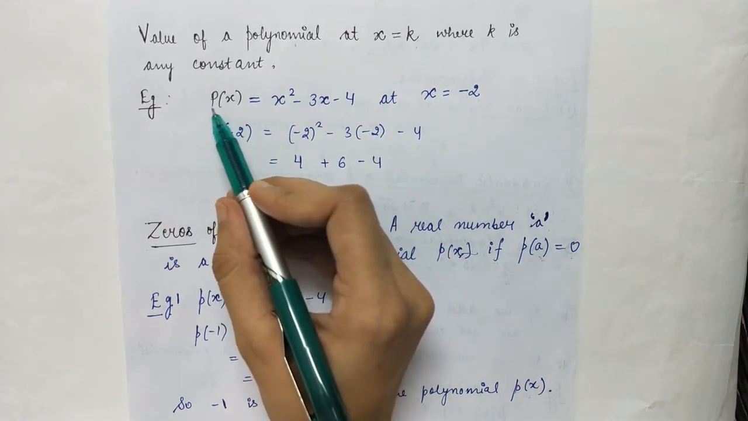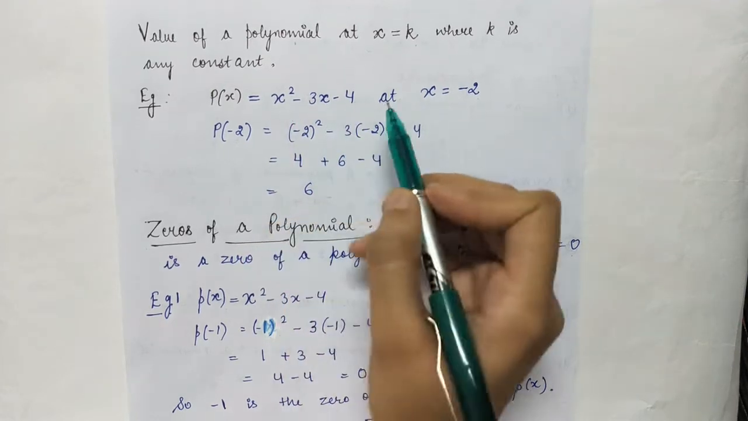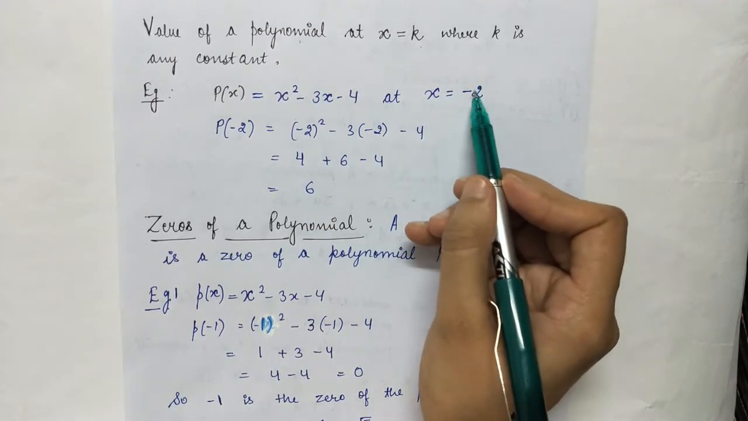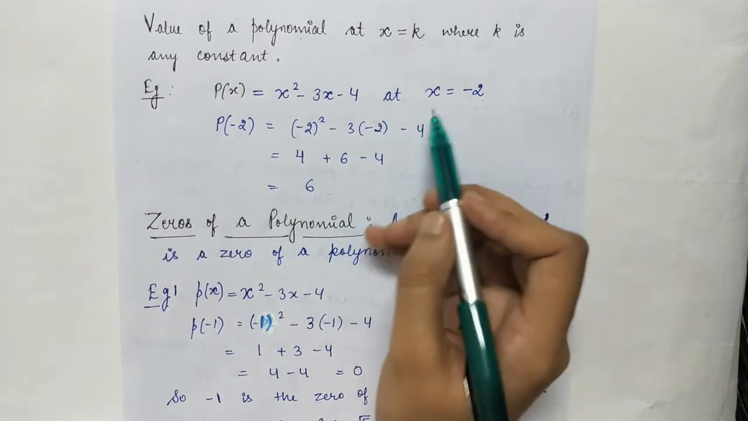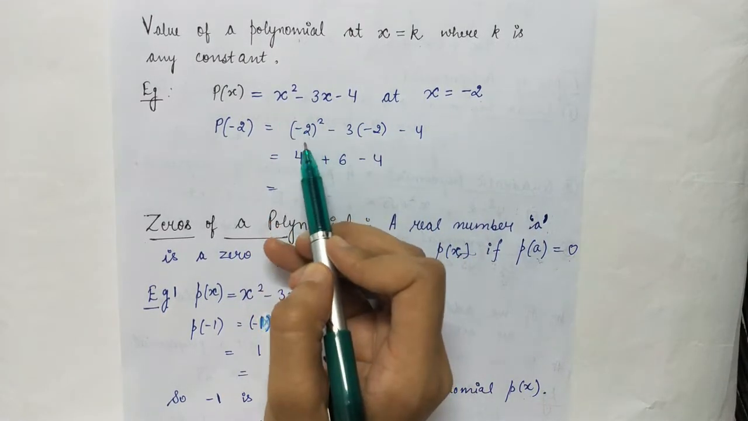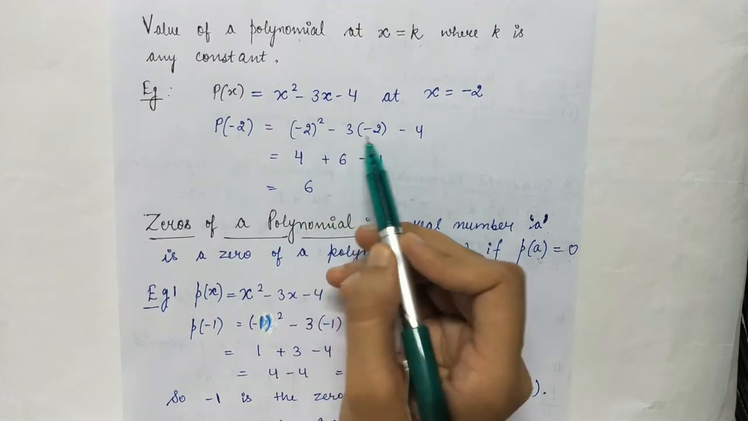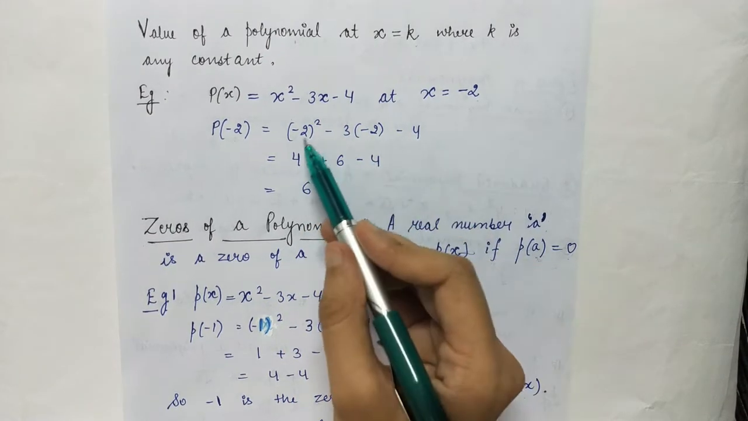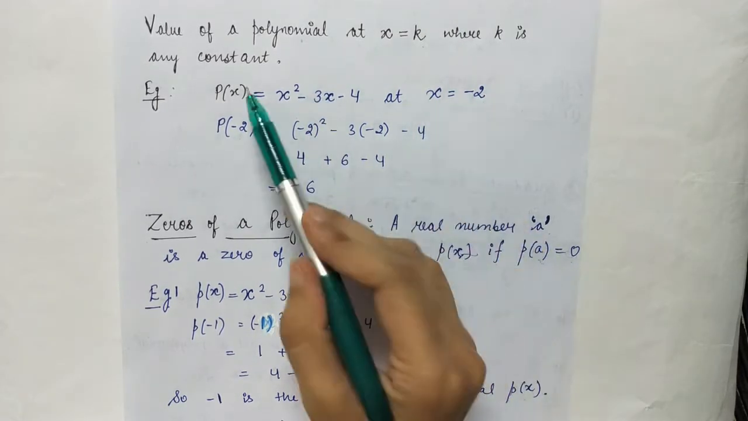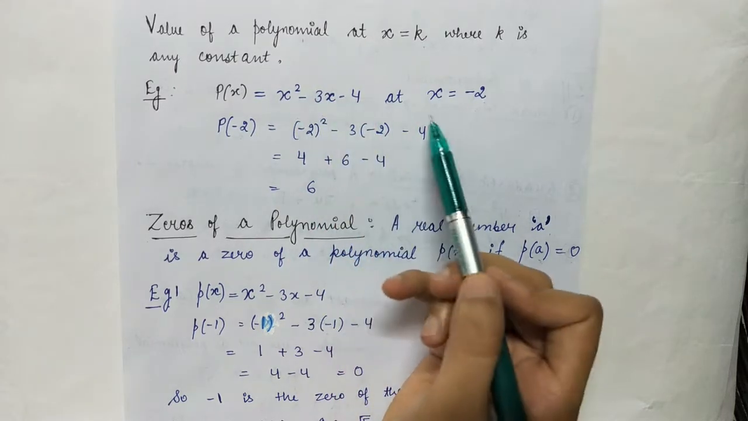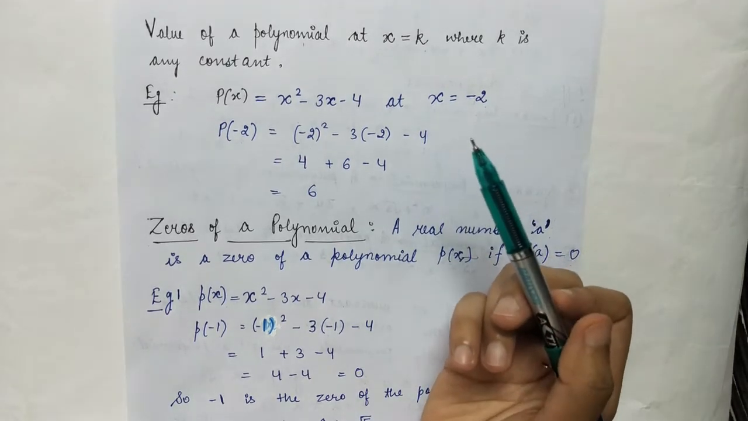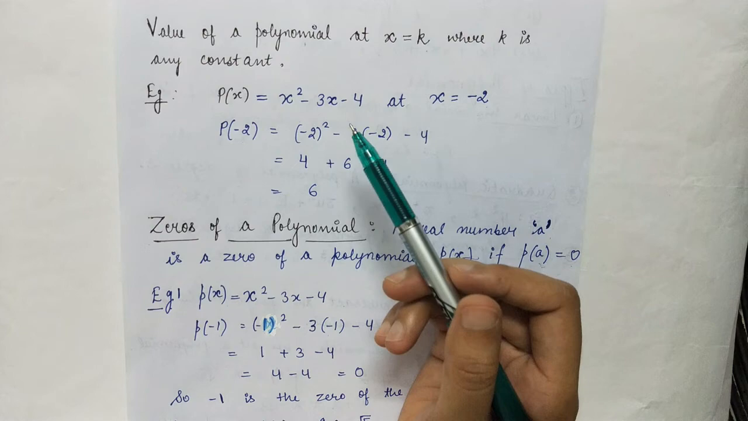Now one example, like p of x is equal to x square minus 3x minus 4 at x is equal to minus 2. So p of minus 2 is equal to, we will put the value of this constant in place of x. Like x is equal to minus 2. So in this polynomial, we will replace x by minus 2. Minus 2 square minus 3 into minus 2 minus 4. By calculating, 4 plus 6 minus 4 equal to 6. So at x is equal to minus 2, this polynomial gives 6. So the value of the polynomial at this point is 6. Similarly, we can find the value of any point at the given polynomial. Okay.